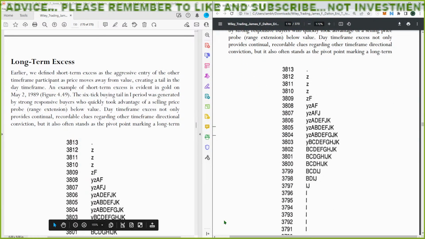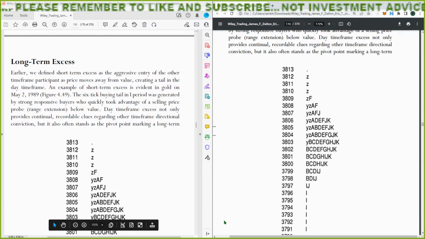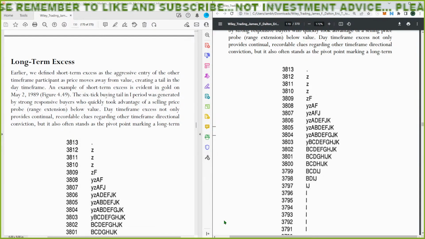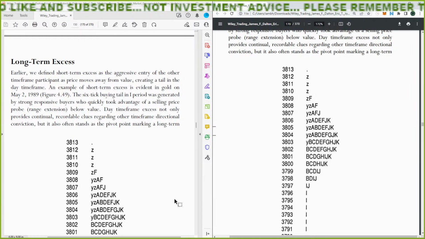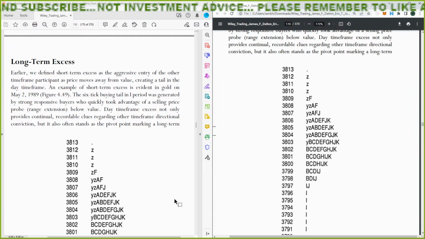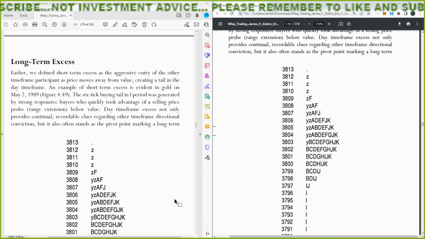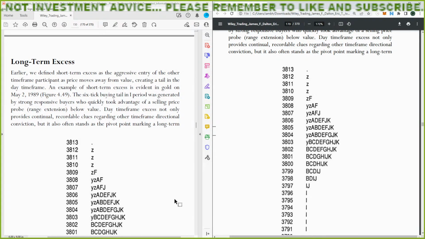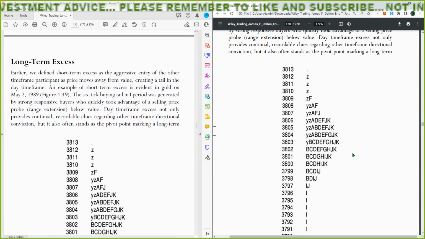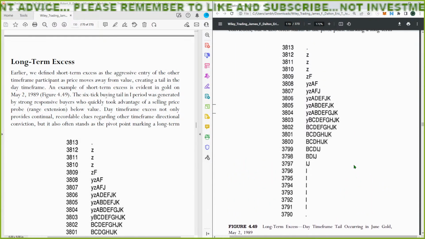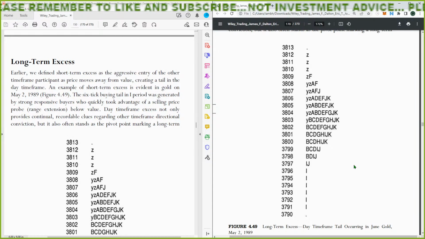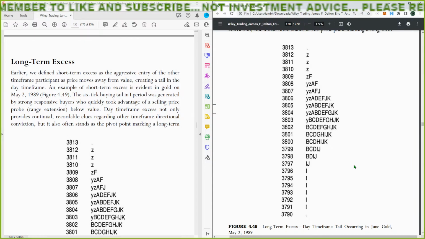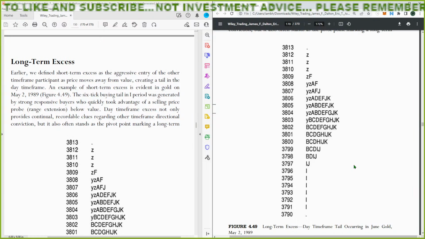We defined short-term excess as the aggressive entry of the other time frame participant as price moves away from value, creating a tail in the day time frame. An example of short-term excess is evident in gold on May 2nd, 1989, figure 4.49. The 6-tick buying tail in I period was generated by strong responsive buyers who quickly took advantage of selling price probe range extension below value.